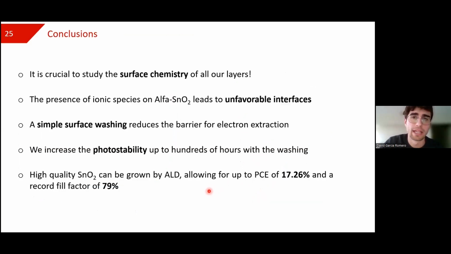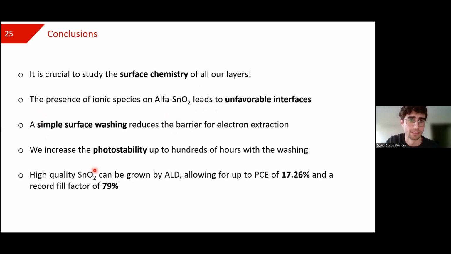So to conclude my talk, I want to claim again how important it is to study the surface chemistry of all our layers. This, of course, not only applies to OPV, but also to any device stack type of experiment. And in particular, people working in perovskites might suffer from this kind of issue. So we were the first ones to report what is the main problem that tin oxide nanoparticles are causing in OPV. And we show an easy solution to improve both the efficiency and the stability.